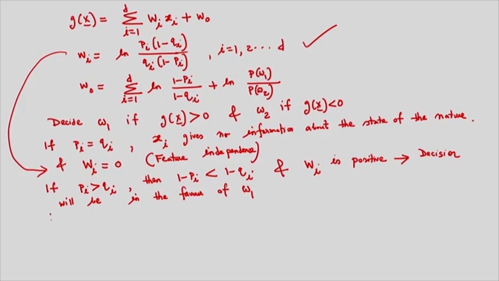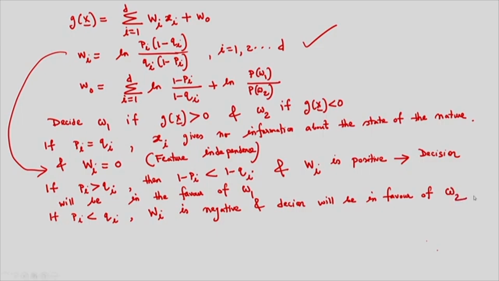And similarly, if pi is less than qi, what will happen? This weight Wi will be negative, and the decision will be in favor of the second class, omega 2. So this is the case.